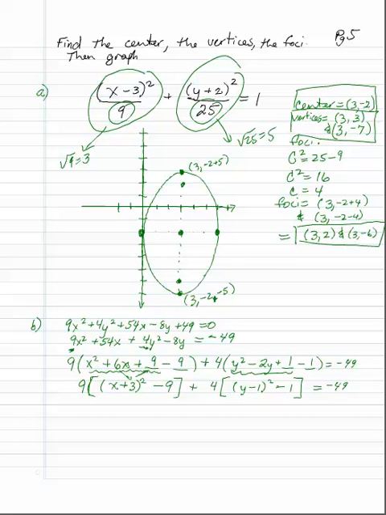Now what you need to do is you distribute the 9 into the bracket, and you get 9 times x plus 3 squared minus 9 times 9 is 81. Because you got to distribute that.